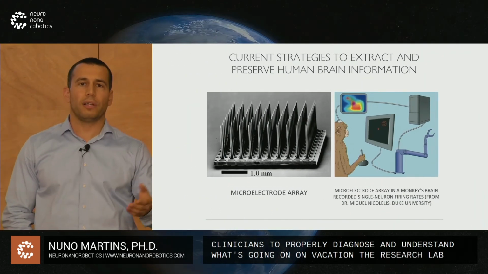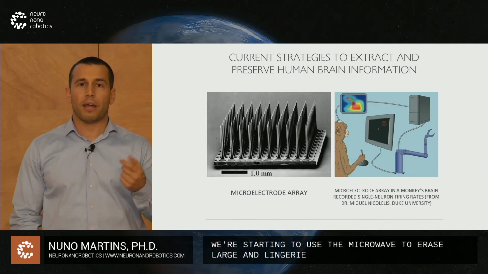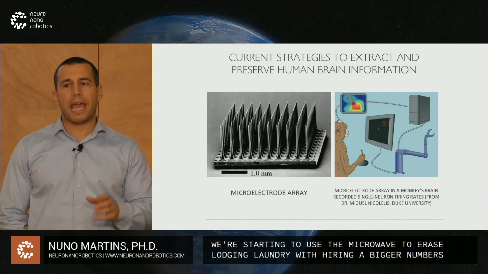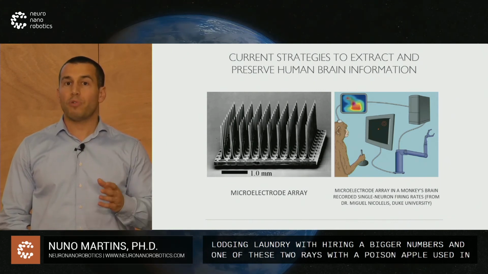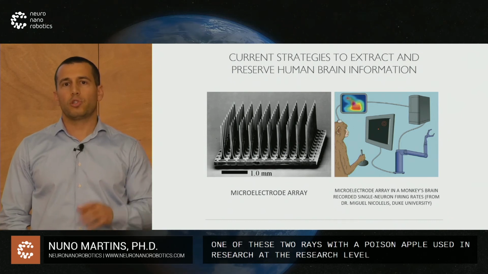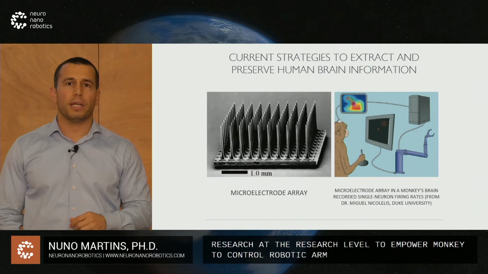At the research level, we're starting to use microelectrode arrays, larger and larger, with bigger numbers of electrodes. And one of these microelectrode arrays was, for example, used at the research level to empower a monkey to control a robotic arm autonomously.